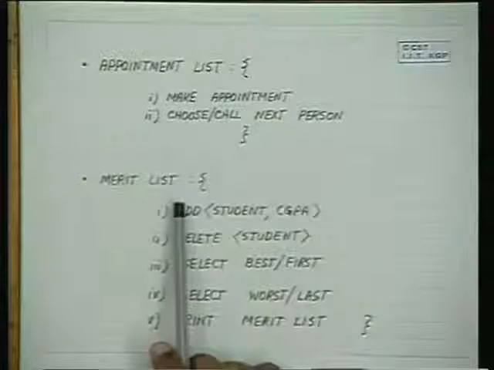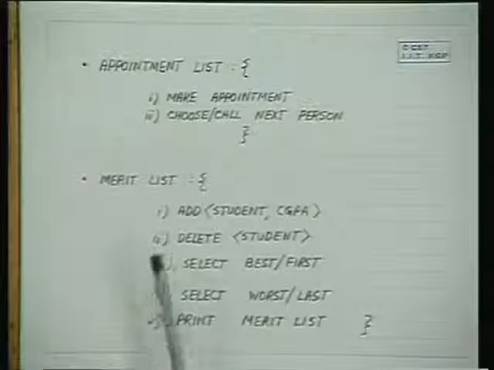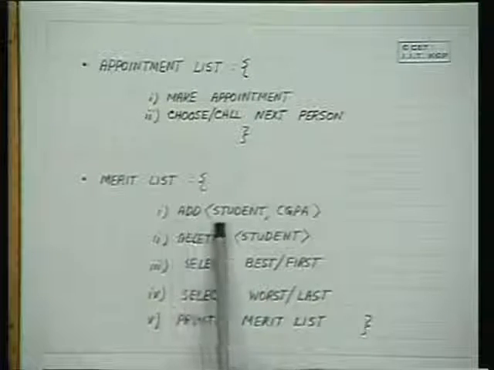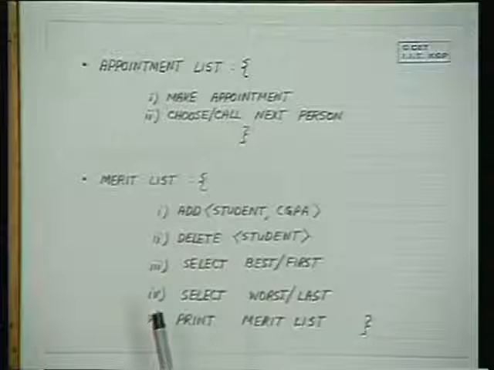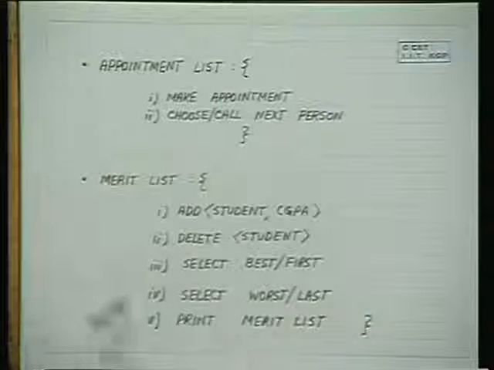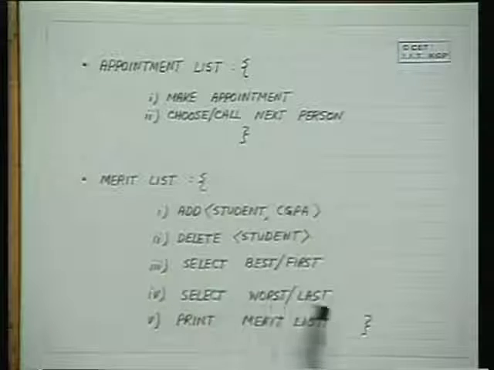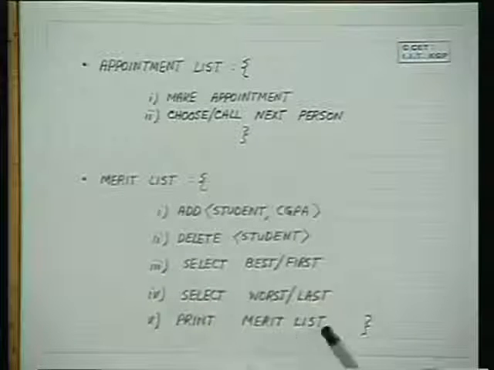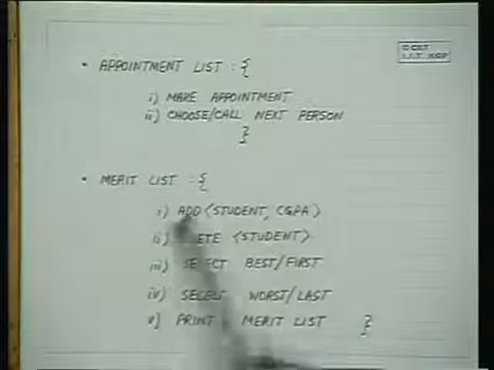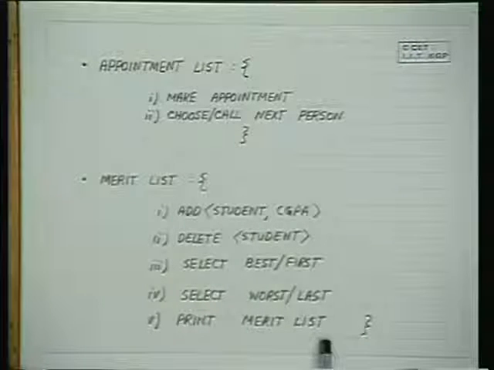Let's come to a slightly more interesting problem of a merit list. Here in our student information system, we are to prepare a merit list, and here you will add a student. A student means the student roll number and the CGPA. Maybe you can delete a student, maybe you can select the best or first student, and you can select the worst or last student. That is, you will find out and print the best. And you can print the complete merit list at a particular point of time.